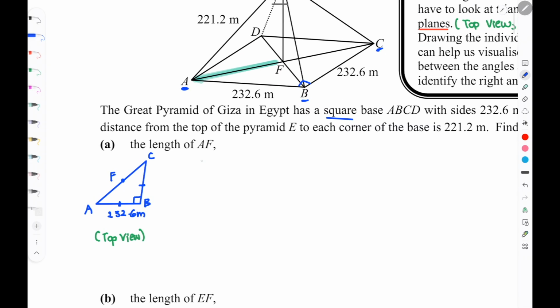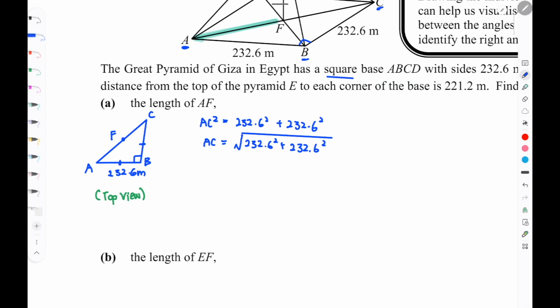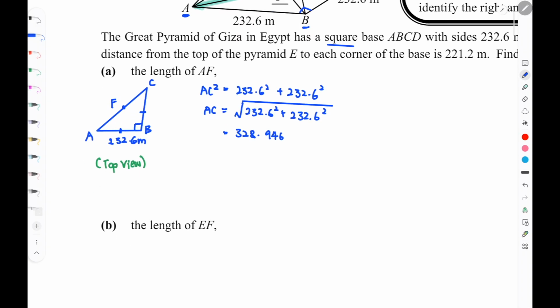Continuing. Using Pythagoras theorem, I know AC square equals to 232.6 square plus 232.6 square. AC equals to square root of 232.6 square plus 232.6 square. If you don't know how to combine both of them, just leave it like this. Then you type the whole thing into your calculator. It gives 328.946. I will leave it in exact first.